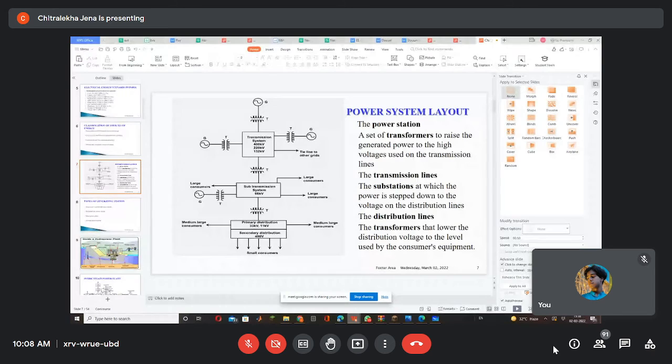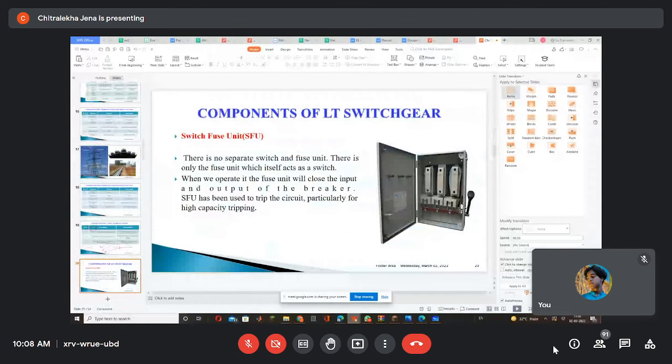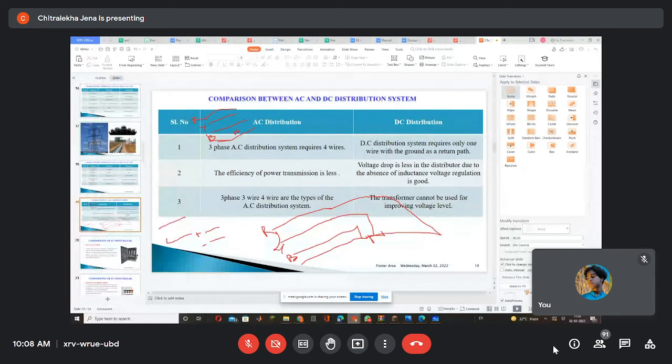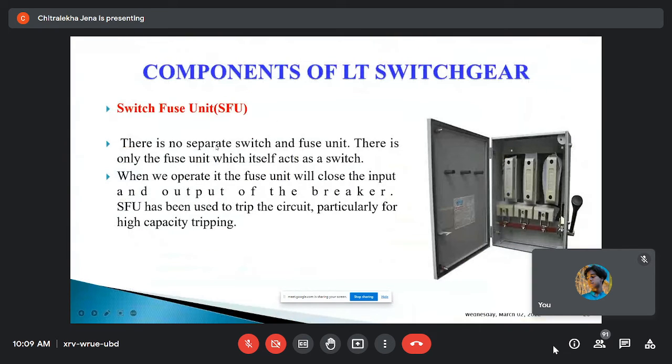So here I was discussing the distribution system. In India, we have three-phase four-wire, and three-phase three-wire also. Some medium type of consumers have a delta connection. They require 400 volt and do not require 230 volt. Now coming to the components of LT switchgear.